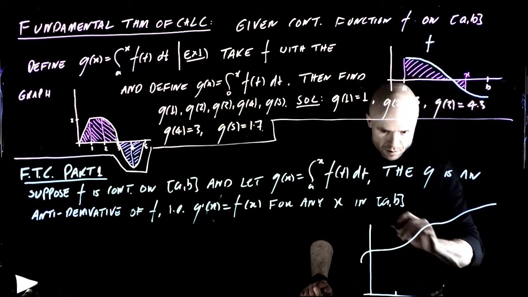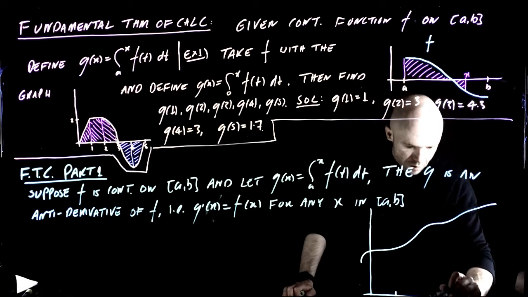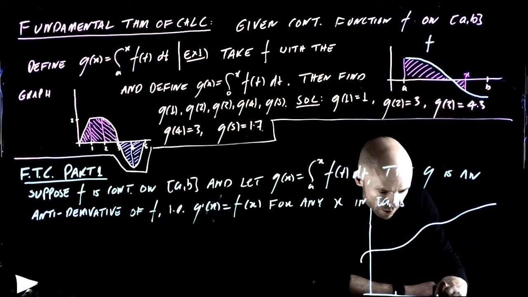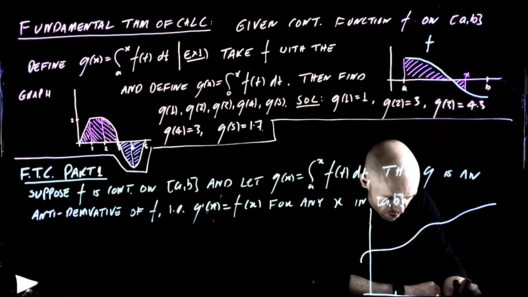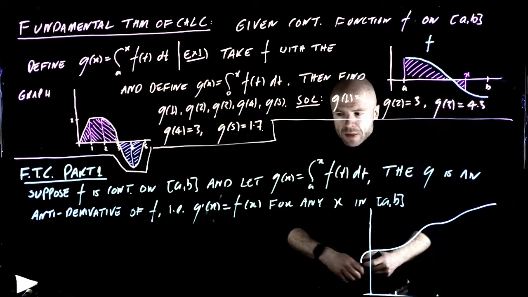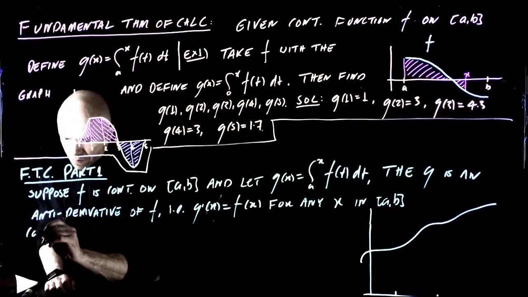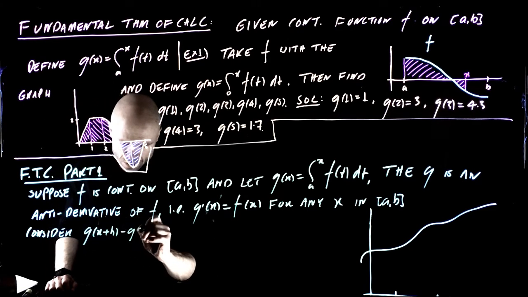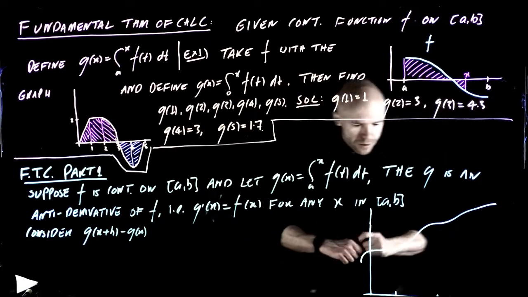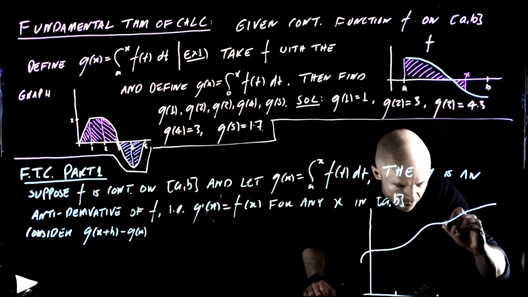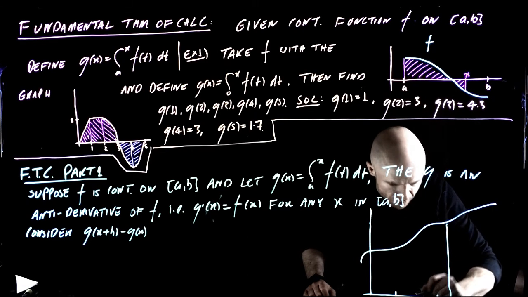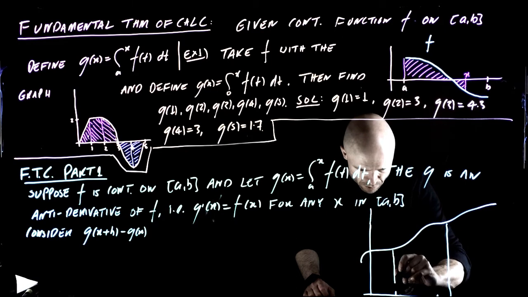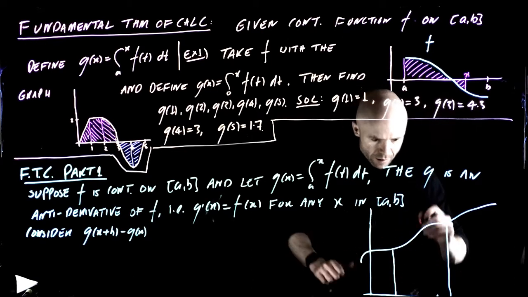And let's take x to be here. This is x. And then let's take x plus h, which is here, right? So we're just moving along by h. We have x plus h right here. And then let's consider this quantity g of x plus h minus g of x. Well, what is g of x plus h? That is all of this stuff, right? That is all the area underneath the graph from A up to x plus h. So let's color that in red.